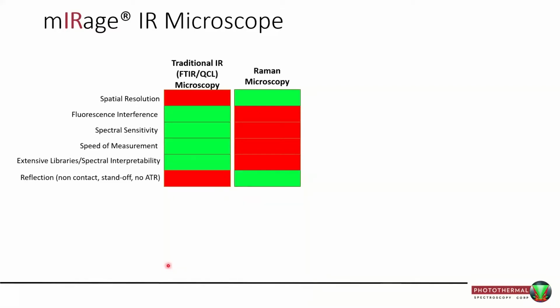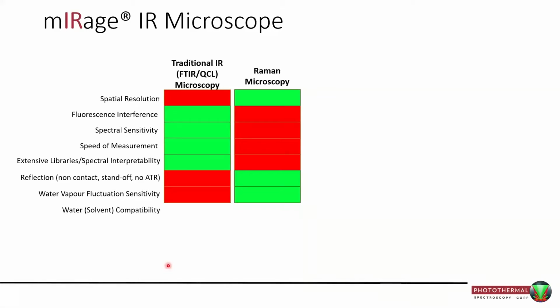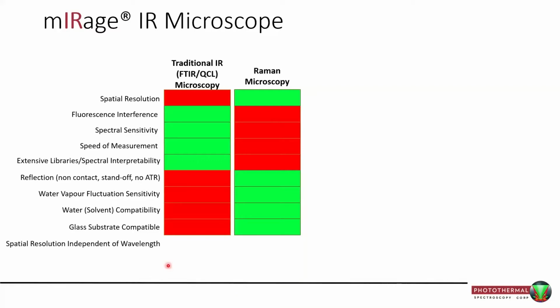If you're interested in working in a sort of far-field, non-contact mode, Raman is great for that. FTIR, well, no, you really can't work in reflection easily. Water vapor sensitivity is an issue with infrared. It's not an issue with Raman. If you're working with water as a solvent, again, IR really doesn't work with that. Raman, no issues. Glass substrates I mentioned before work fine with Raman, generally not with the infrared, and the spatial resolution dependence on wavelength. It's not with Raman, but it is very strongly dependent with infrared.